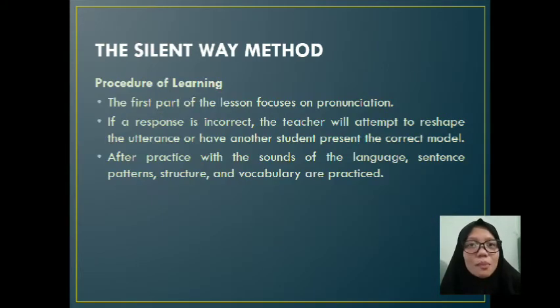Okay, and the last is the procedure of learning. The first part of a lesson focuses on pronunciation, and if a response is incorrect, the teacher will attempt to reshape the utterance or have another student present a correct model. And the last is, after practice with the sounds of the language, sentence patterns, structures, and vocabulary are practiced.